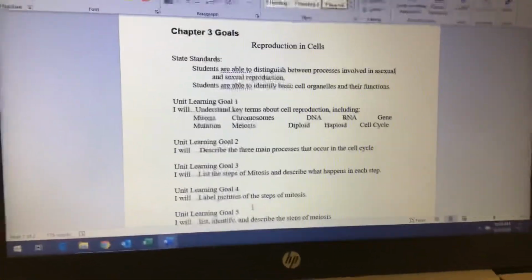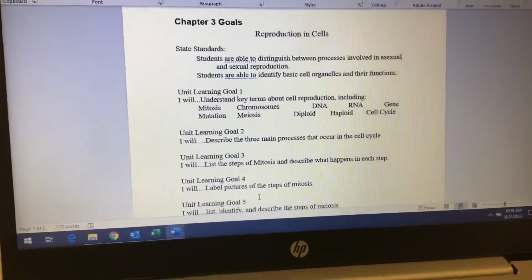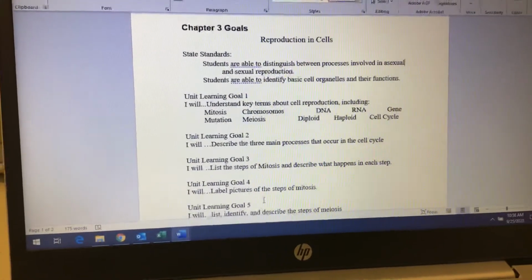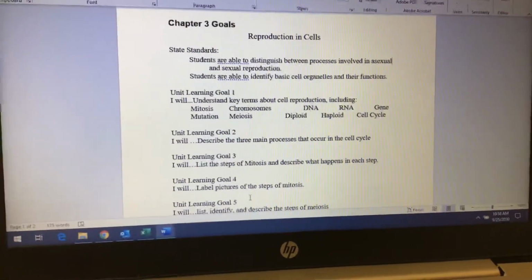This chapter, we're going to stick with cells, but cell reproduction is what we're going to focus on. So chapter 3, cell reproduction, we're just going to look at our goals. There's nothing you need to write.